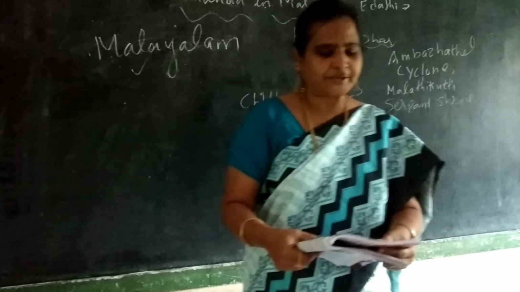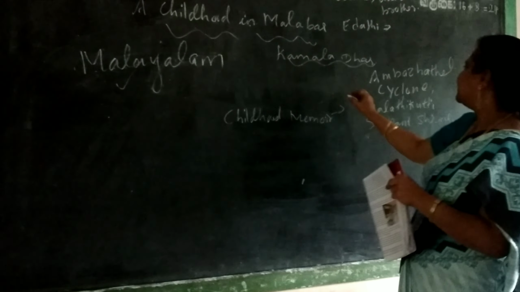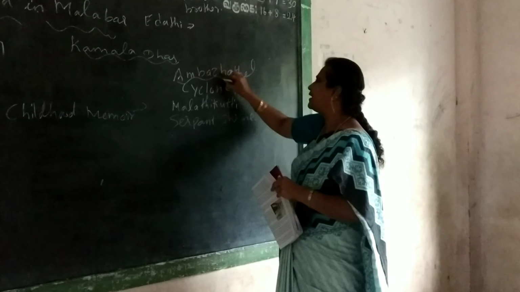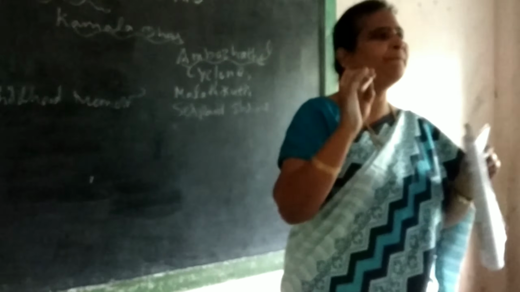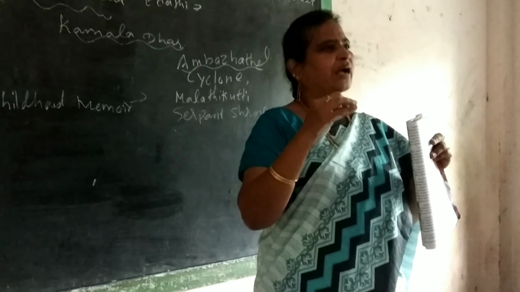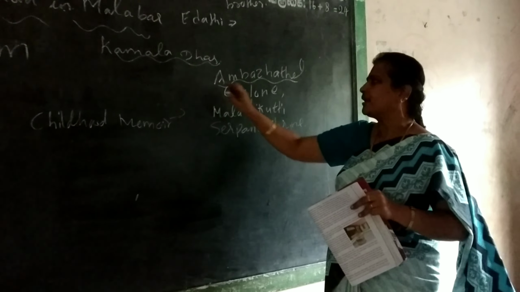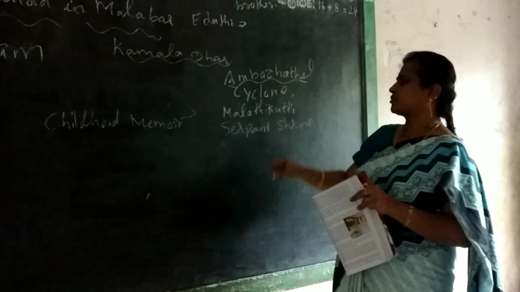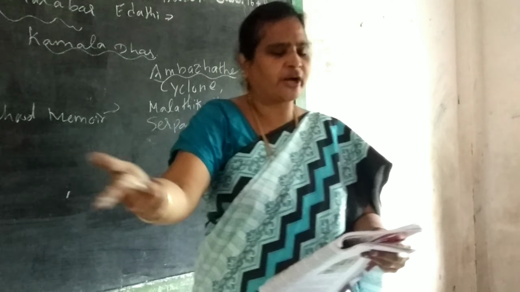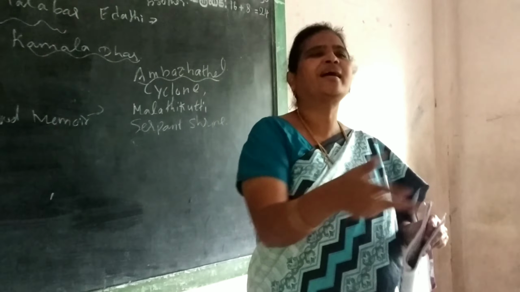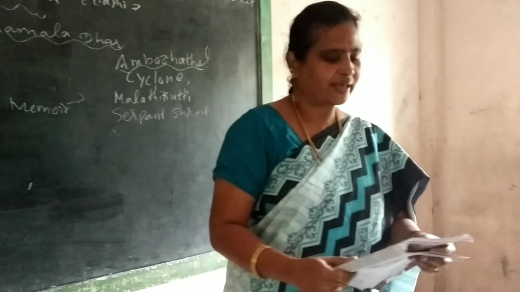Alright children, it was someone's birthday at Ambalathel. Now listen here, there was a place, Ambalathel. Ambalam means temple, kovil. Ambalathel, a function, a birthday function. I'm not sure whose birthday it is.